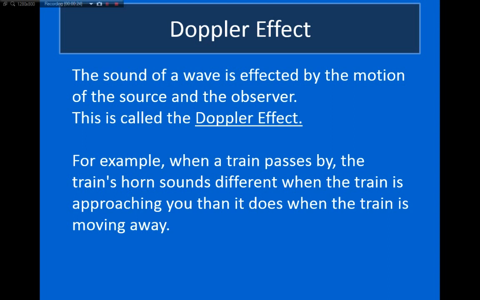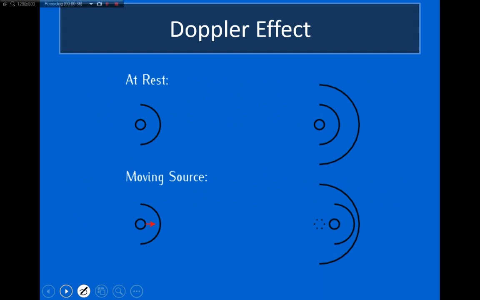And if you've ever done this before, you notice that the sound of the horn on the train has a different pitch when the train is moving towards you than it has when it's moving away from you. And this is because of the Doppler effect. Now we can understand why this occurs if we think about a moving source.